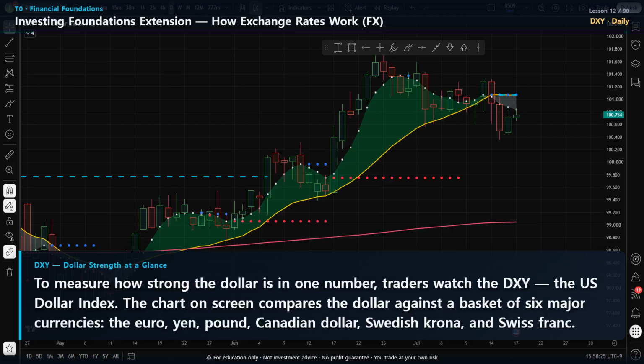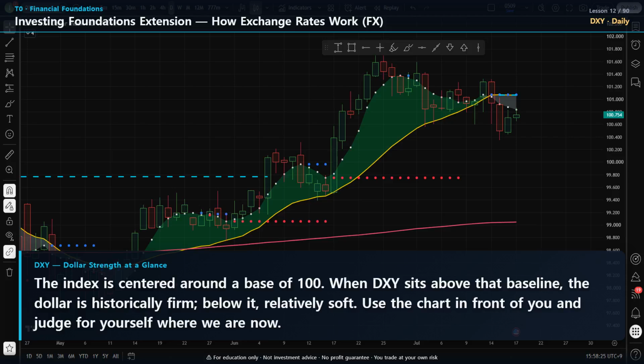To measure how strong the dollar is in one number, traders watch the DXY, the US dollar index. The chart on screen compares the dollar against a basket of 6 major currencies: the euro, yen, pound, Canadian dollar, Swedish krona, and Swiss franc. The index is centered around a base of 100. When DXY sits above that baseline, the dollar is historically firm. Below it, relatively soft. Use the chart in front of you and judge for yourself where we are now.